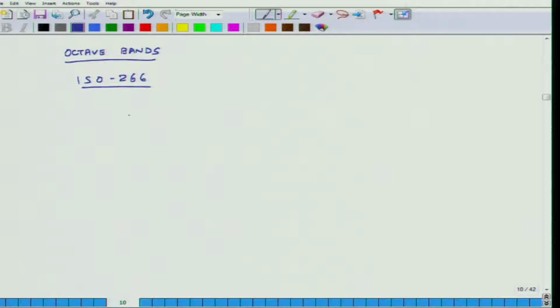Any octave band, let's say 3 hertz to 6 hertz, this is an octave band. Now this is not an industry standard octave band, but I just wanted to make a couple of concepts clear. It has a lower frequency limit FL and a higher frequency limit FU, and the ratio of FU over FL equals 2.